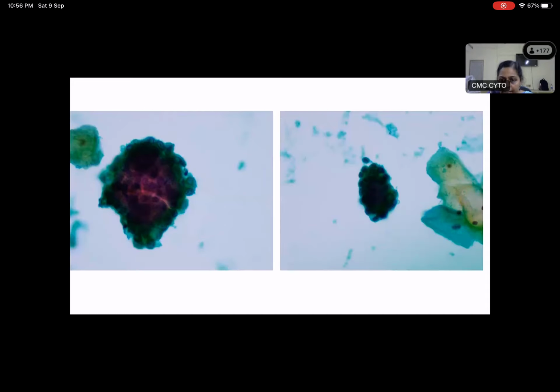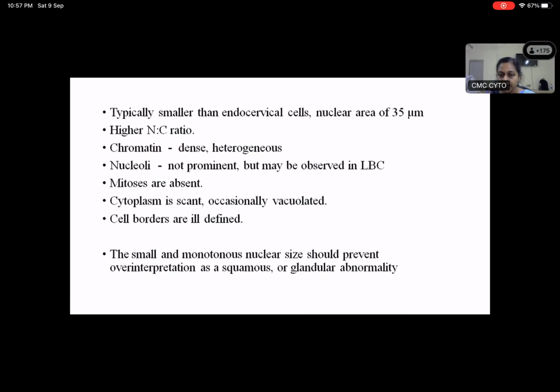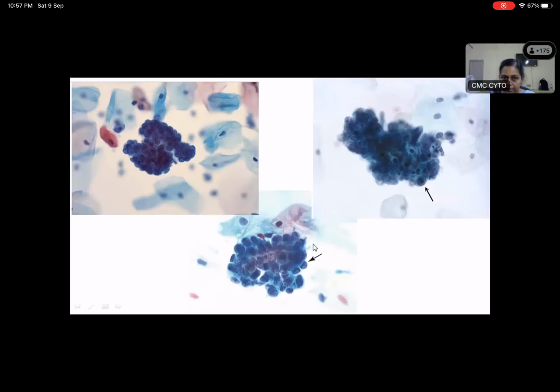Now, when it is such a tight cluster, very often we might think that it looks abnormal because it looks really dark, isn't it? So then we start wondering if it is an epithelial abnormality. But the small and monotonous nuclear size should prevent us from overinterpreting it as a squamous or a glandular abnormality.